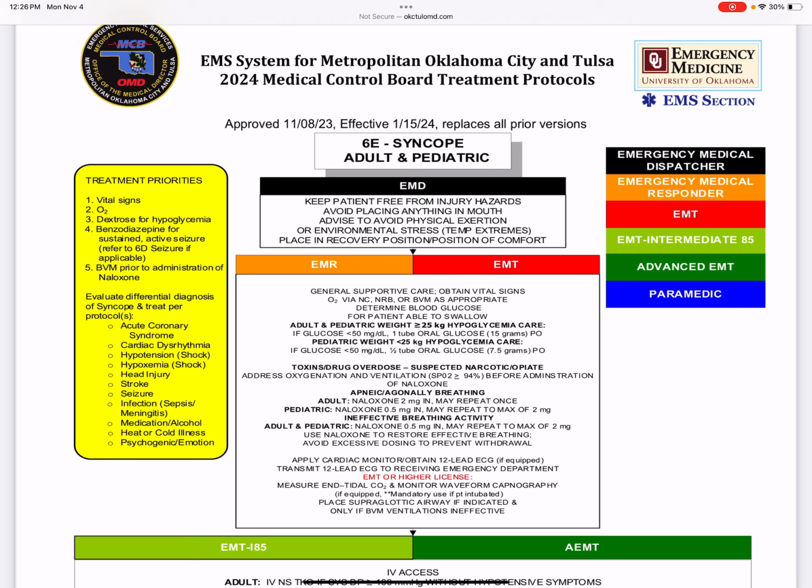The big thing with your syncope patients is, first off, what is syncope? That's when a patient passes out or doesn't remember what happened. If they don't know if they passed out, just always assume that they did and treat it that way.